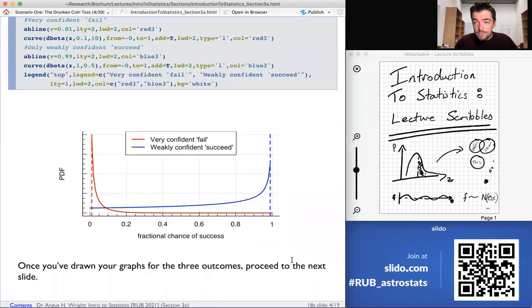So go ahead now, take some time, think about what you think for each of these scenarios, go back to the scenarios, have a read through them, and come up with your PDFs, come up with your probability distributions for each of these scenarios. It's very important that you have these scenarios drawn before you continue. So if you haven't got them drawn, stop the video now and do it, and then restart once those distributions are drawn.